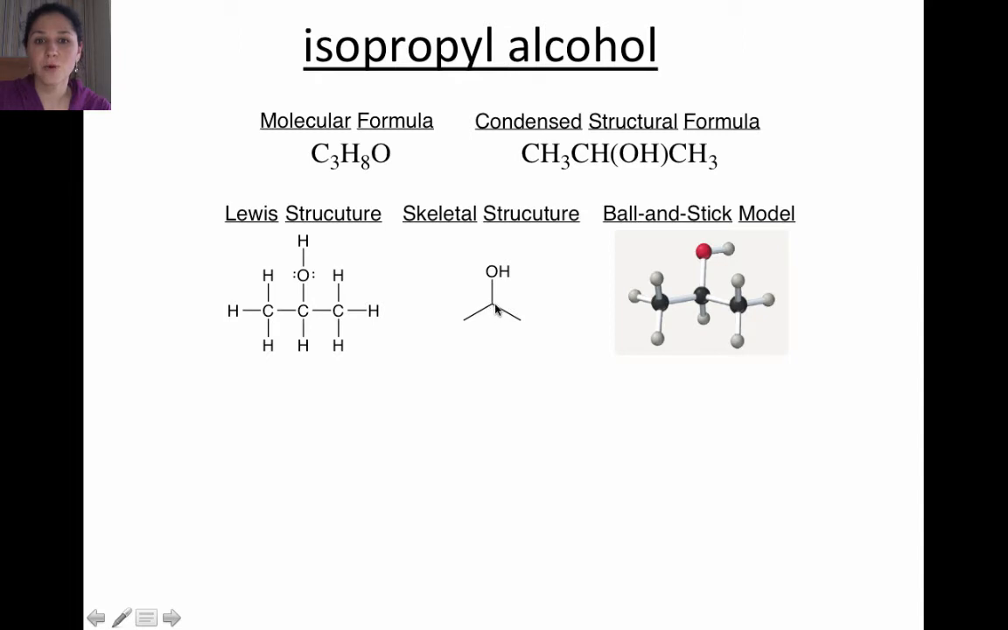Think to yourself what this carbon is bonded to and how many hydrogens it would need to make 4 bonds. Notice that this carbon is attached to the oxygen, it's attached to this carbon, and it's attached to this carbon over here. So that's 3 bonds that are drawn, and then it would need 1 more bond, a hydrogen. So there's a hydrogen here on that carbon, and you can see that from this ball and stick model.